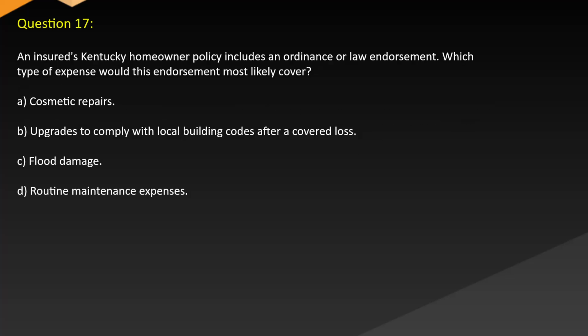Question 17. An insured's Kentucky homeowner policy includes an ordinance or law endorsement. Which type of expense would this endorsement most likely cover? A. Cosmetic repairs. B. Upgrades to comply with local building codes after a covered loss. C. Flood damage. D. Routine maintenance expenses.